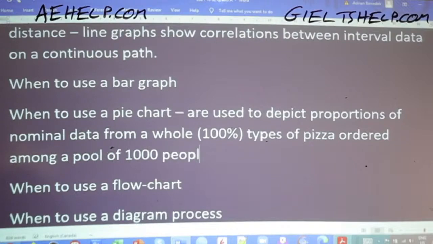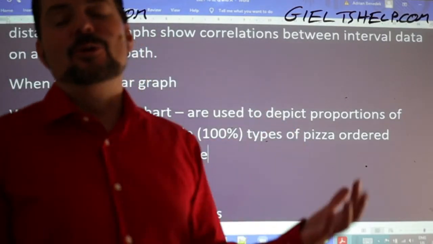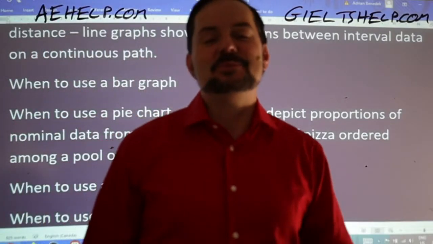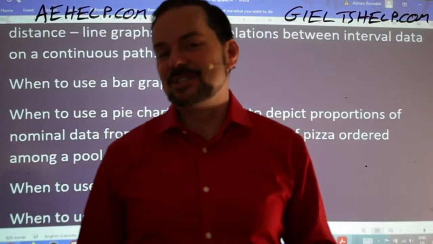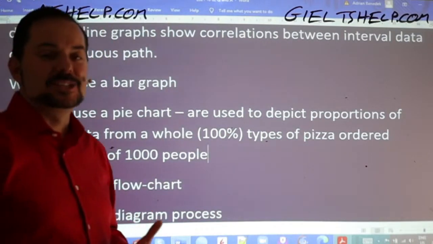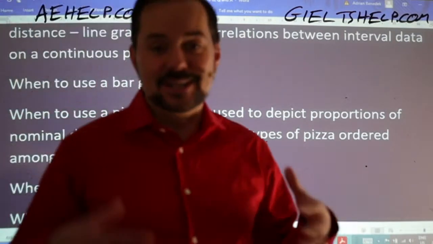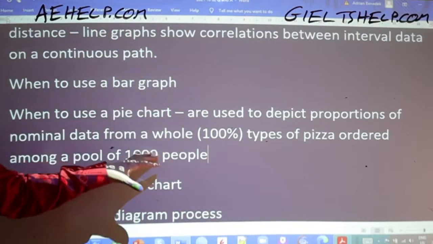Maybe it's because I'm hungry. So it's like, let's say, types of pizza that are ordered from a survey of 1,000 people. So you have pepperoni pizza, Hawaiian pizza, vegetarian pizza, and so on. Those different kinds of pizza, that's nominal data, okay? That's not interval data, that's nominal data. And 1,000 people are asked, that's the whole. And then you have pieces.